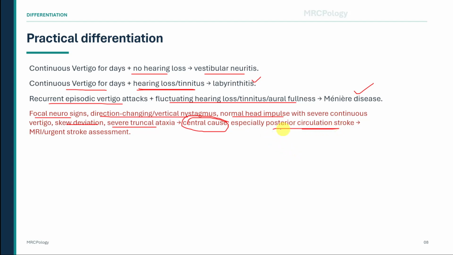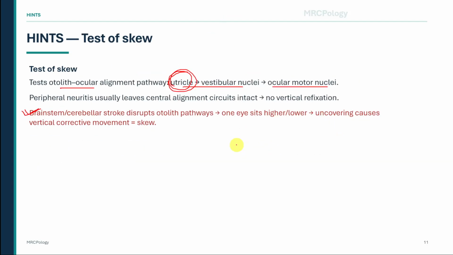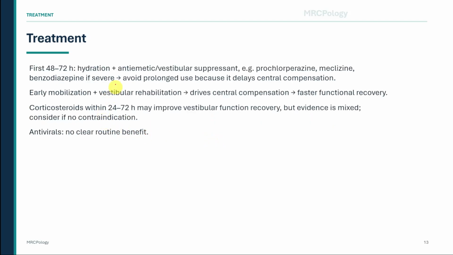Now treatment. In the first 48 to 72 hours, the patient often needs supportive care. Give fluids if dehydrated, control vomiting, and use a short course of vestibular suppressants or antiemetics when symptoms are severe. Examples include prochlorperazine, meclizine, or a benzodiazepine in selected severe cases. But do not continue vestibular suppressants for too long. The brain needs to recalibrate. This recalibration is called central compensation. If you suppress the vestibular system for days and days, you can delay recovery.